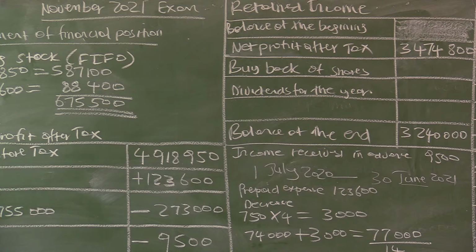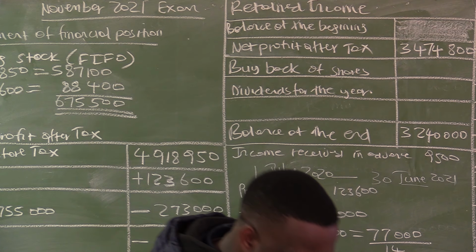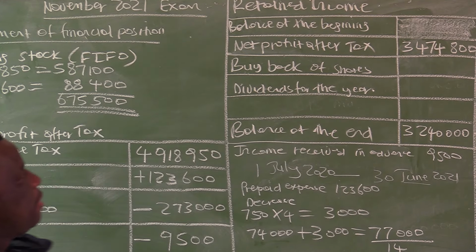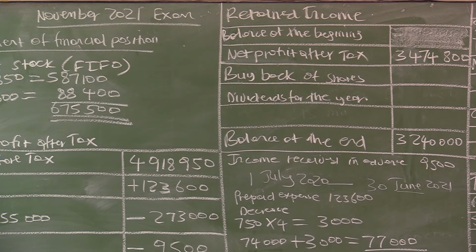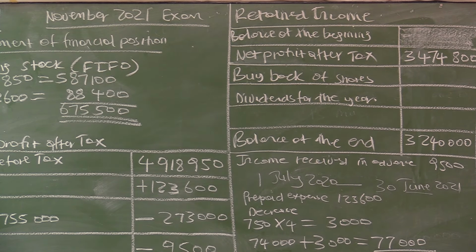And your dividends are divided into two. You have your interim and you also have your final dividend. So let's look at the buyback of shares. These columns were given in the answer sheet. They were 1, 2, 3, 4 blank spaces. We have already put in the net profit after tax there. You have your buyback of shares and you also have your dividends for the year. So let us look at the buyback of shares.